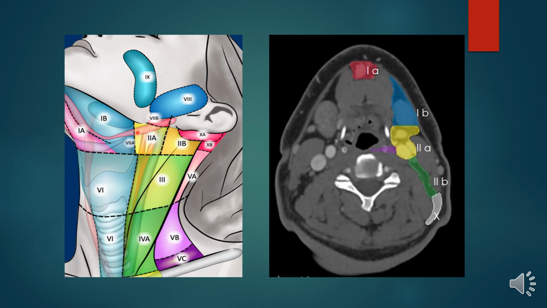Similarly, at the same level, because we are at the level of suprahyoid, this is the jugular vein. So anterior to the jugular at this level in the anterior triangle will be level 2A, and posterior to that will be level 2B. 2A and 2B, 1A and 1B. And if you see posteriorly, because we are at the same level, this is a lymph node at the retroauricular level, so this is level 10A. So we are at this level: 1A, 1B, 2A, 2B and 10.